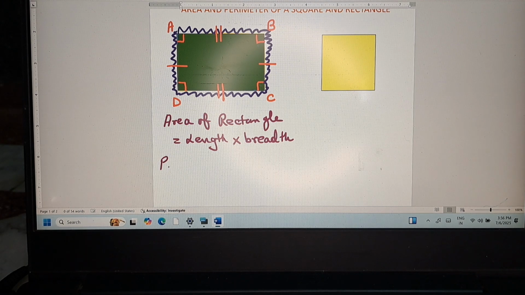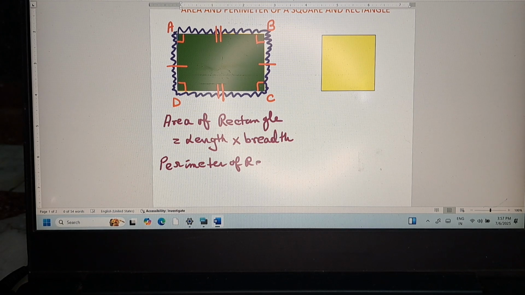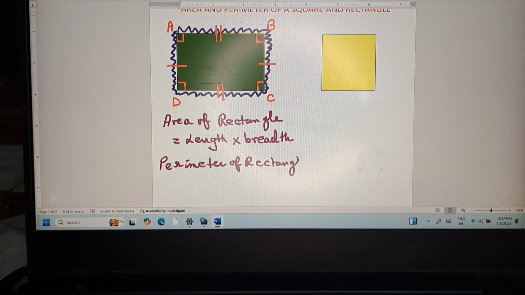Now perimeter, what is the formula for perimeter of a rectangle? Perimeter of a rectangle, which is also called the boundary, will be 2 multiplied by the bracket length plus breadth.